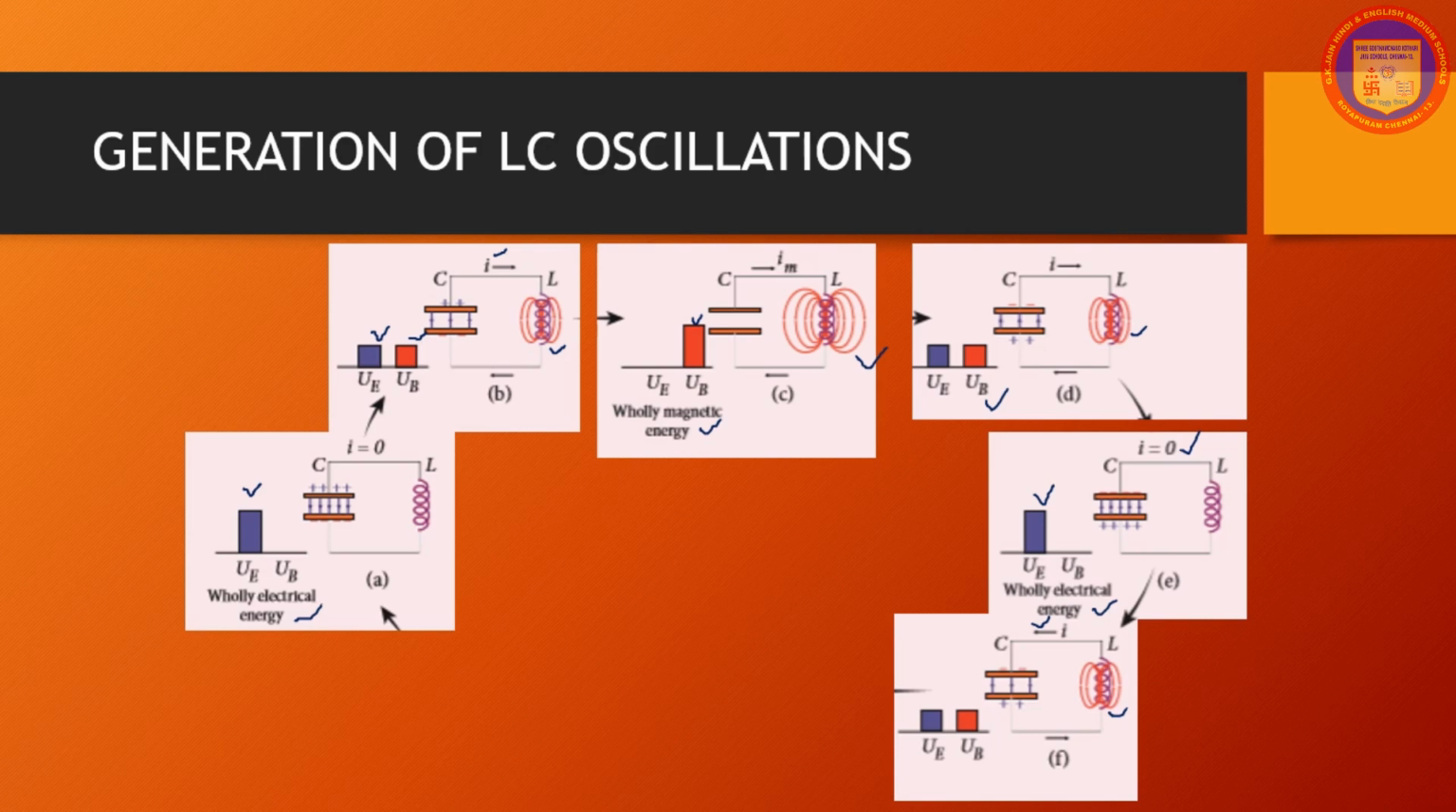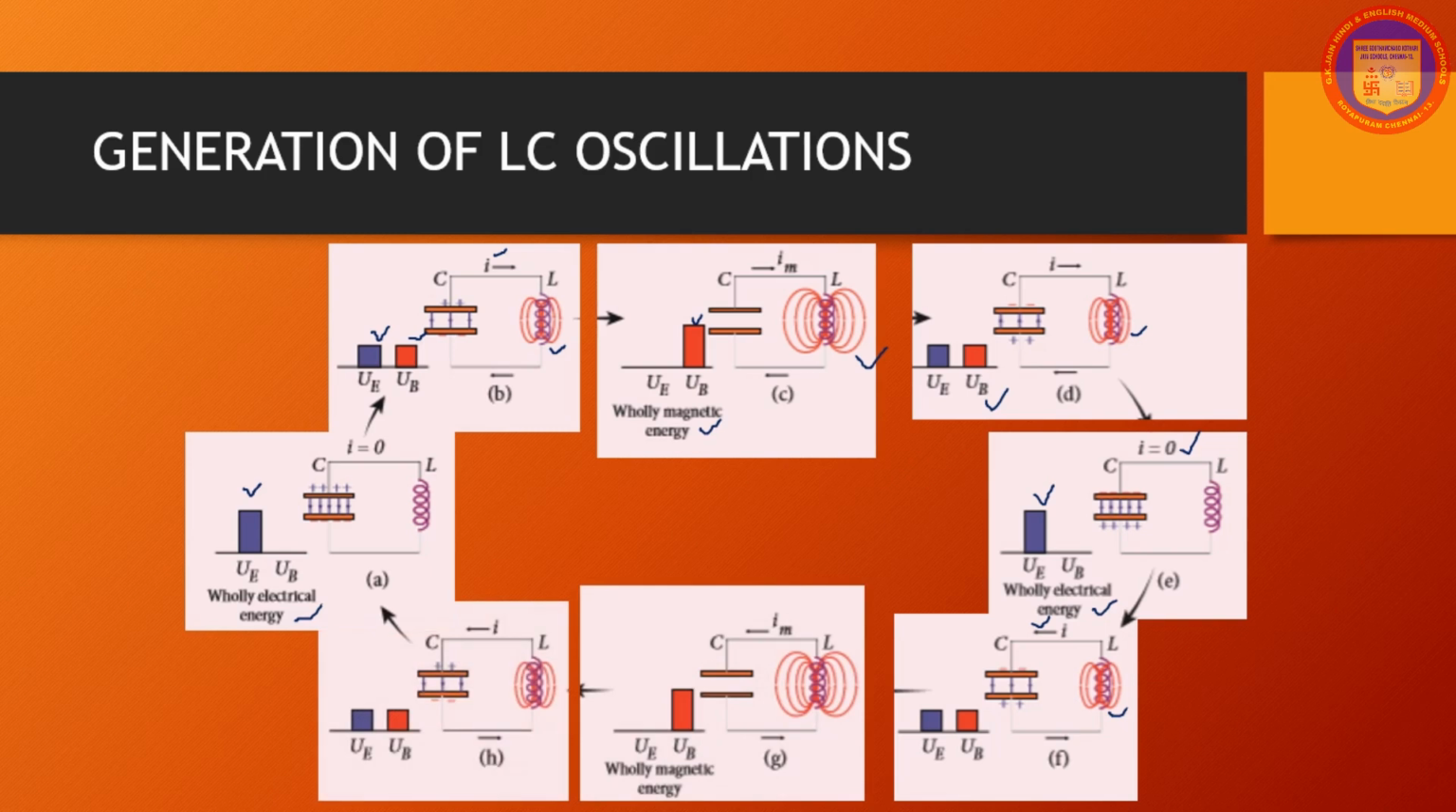So, as we explained, the process is repeated in the opposite direction. Finally, the circuit returns back to the original state. Thus, when the circuit goes through these stages, an alternating current flows in the circuit. As this process is repeated again and again, electrical oscillations of definite frequency are generated, and they are known as LC oscillations. In an ideal LC circuit, there is no loss of energy. Therefore, the oscillations will continue indefinitely. Such oscillations are called undamped oscillations.